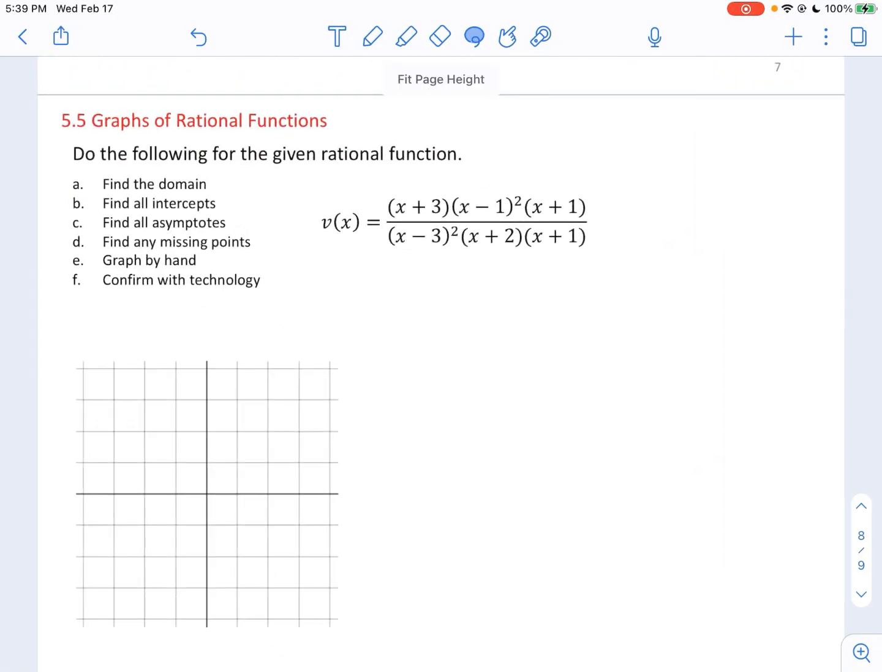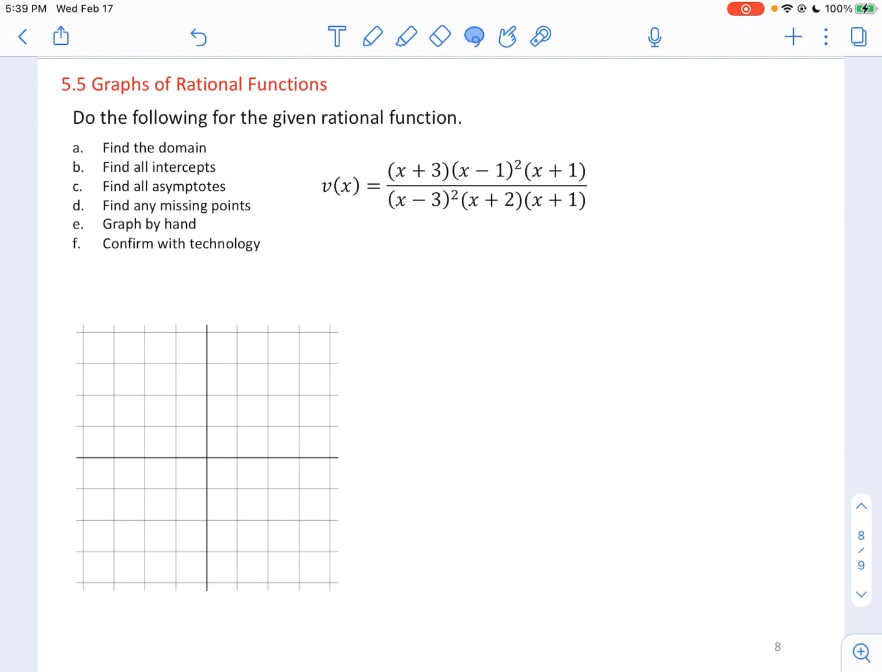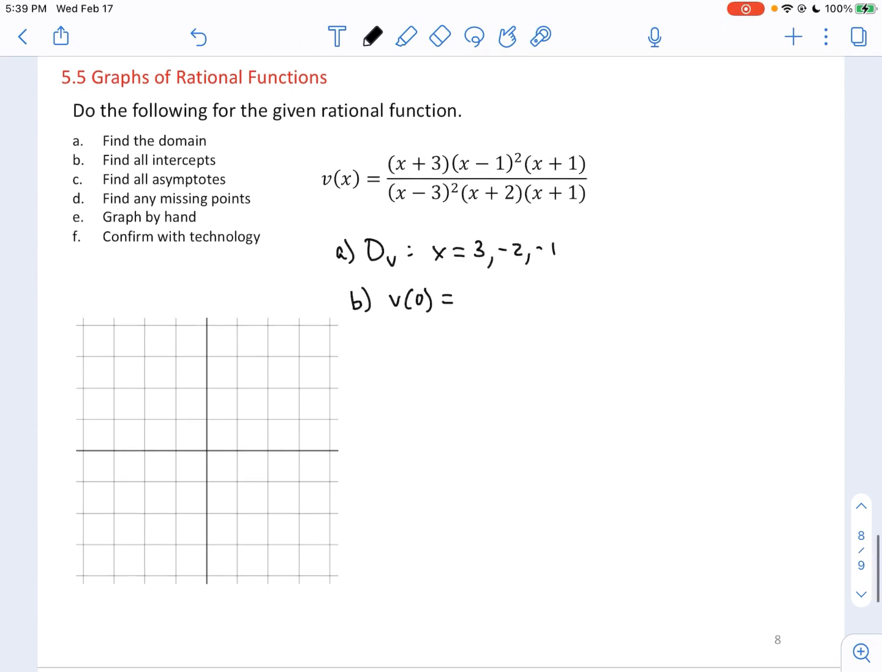Here's a very big looking function that's already factored for us, so that's great. So we can look at the domain right away. The domain of this function v is x can't be 3, -2, or -1. Part B, find all intercepts. Well, the y-intercept. Plugging in 0 for x, I get 3 in the top because I get 3 times 1 times 1. Don't forget that square. Plugging 0 into the bottom, I get 9 times 2 times 1, so I get 18.